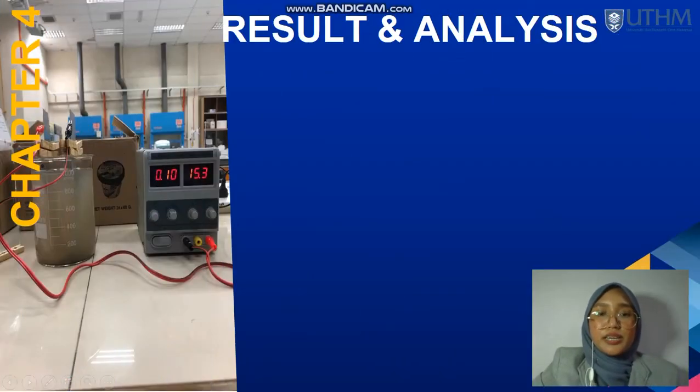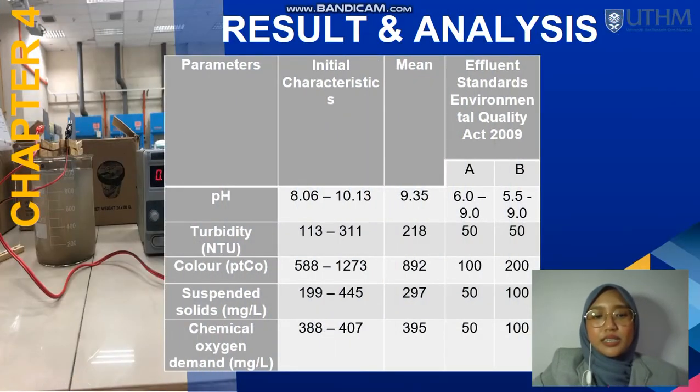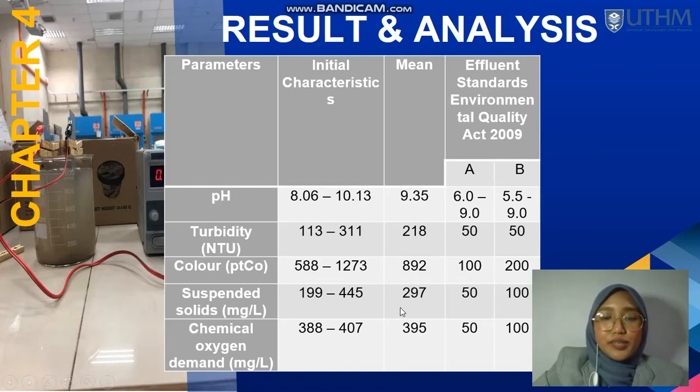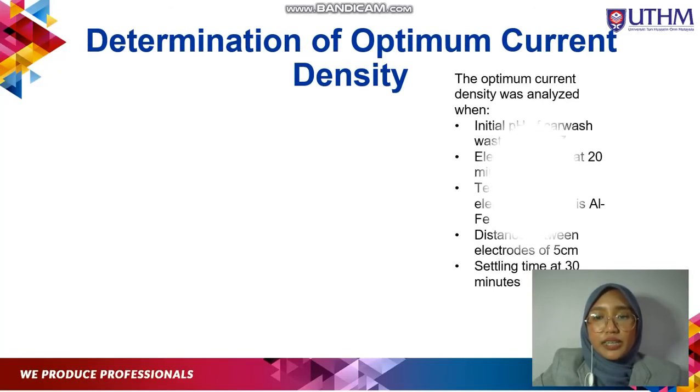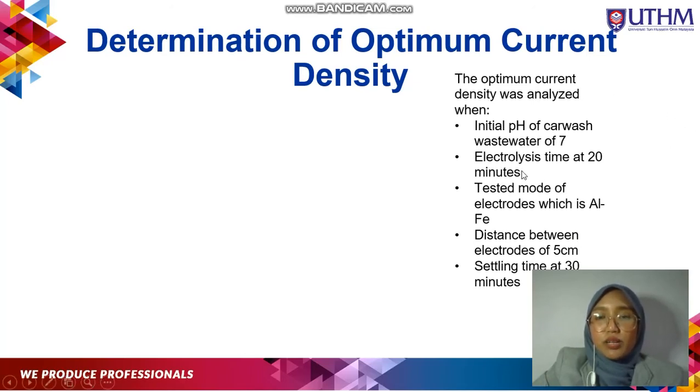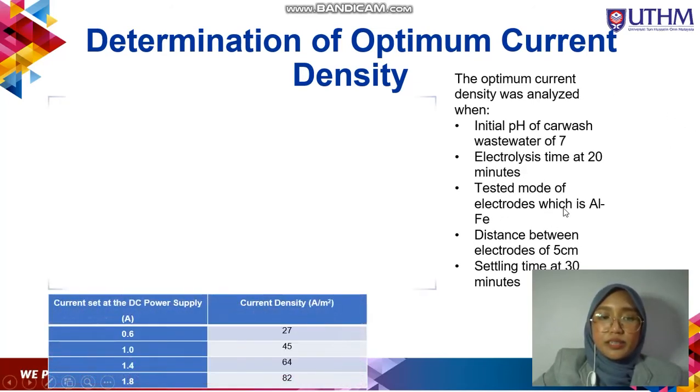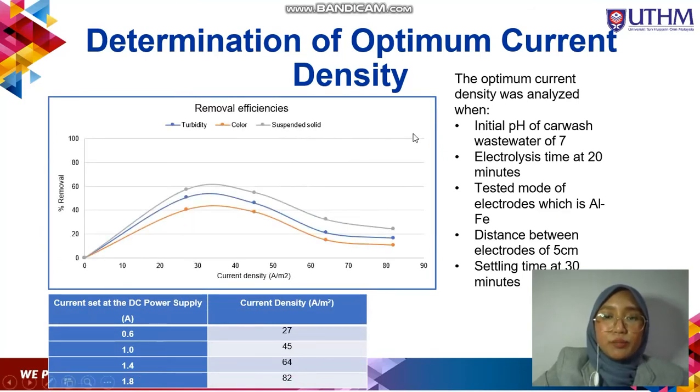For the result analysis, this is the initial characteristic that I found, which is pH at 9.35, turbidity at 218, color at 892, suspended solid at 297, and COD at 395, which is all higher than the effluent standards. For the determination of optimal current density, this is a part where we kept all others constant. And I found that the optimum current density is 27 ampere per meter cube.